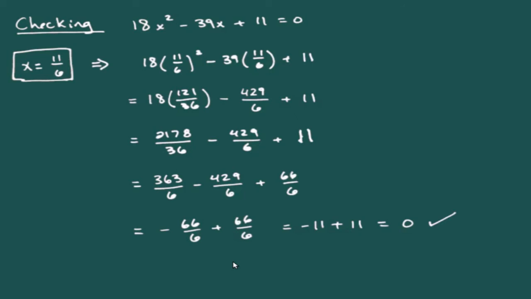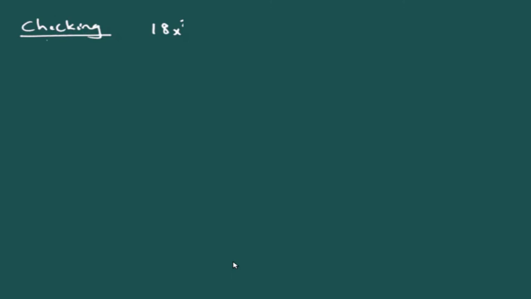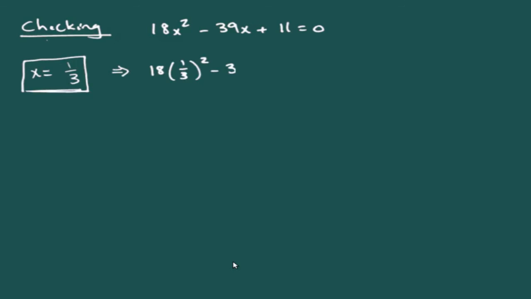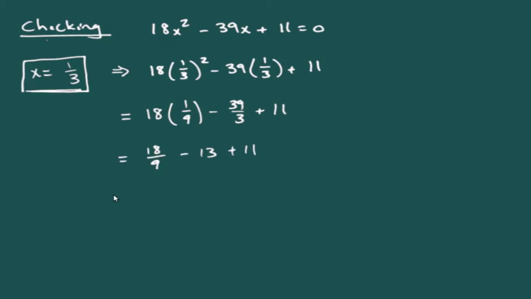If we wanted to check our 1/3, well, now we're plugging in 18 times 1/3 squared minus 39 times 1/3 plus 11. Well, 1/3 squared is going to be 1/9. 18 times 1/9 minus 39 times 1/3 is going to give us 39 over 3 plus 11. Well, 18 over 9 is going to simplify to 2. 39 over 3 simplifies to 13. So we've got 2 minus 13 plus 11. 2 minus 13 is negative 11 plus 11. Sure enough, gives us 0, and we found our other solution to our quadratic.